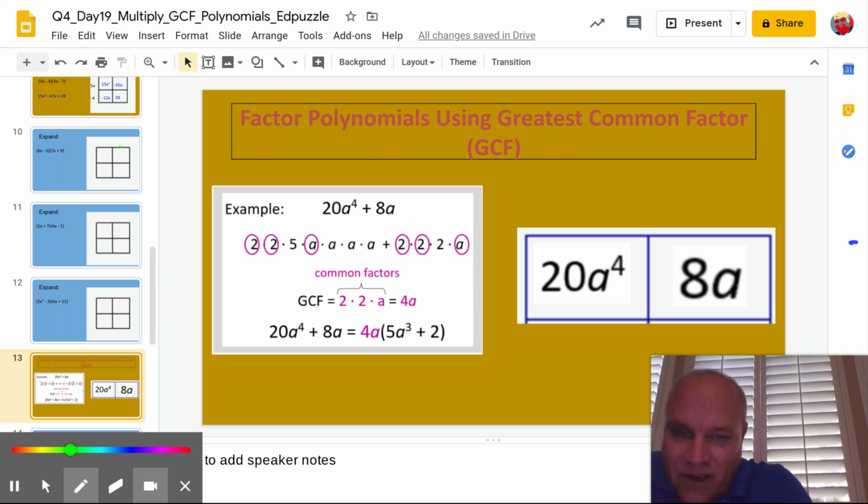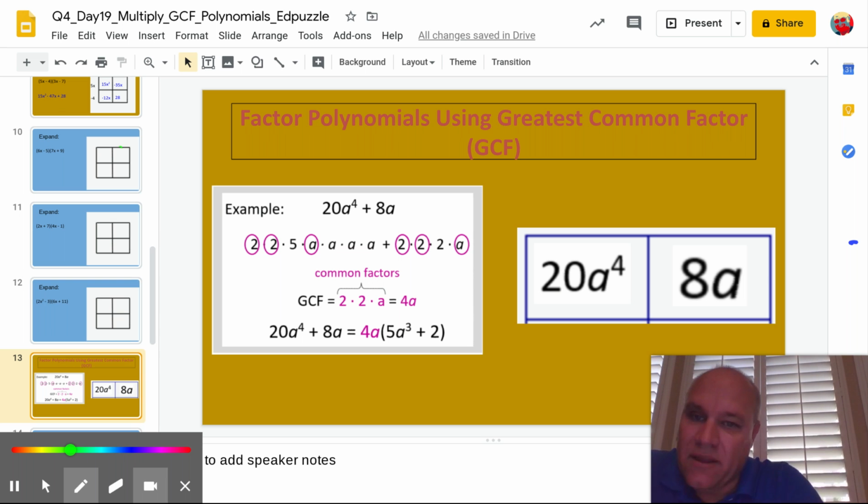So they did prime factorization of 20a to the fourth here in an example. You see you have 2 times 2 times 5 times a times a times a times a. They did prime factorization of the 8a, which was 2 times 2 times 2 times a.